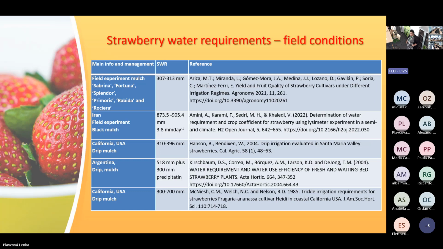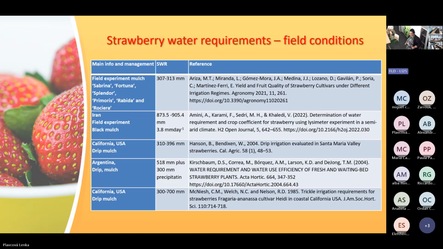Some tables that I have prepared are also for the total strawberry water requirements, and there is a lot of work, and I have presented here just values from different countries and for different cultivars, mostly using drip irrigation. Some of them are with mulch, some are without mulch. You could see that the values are from 300 to 700 millimeters. So there is a very different range of strawberry water requirements.